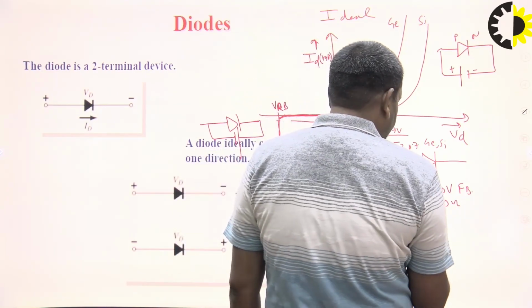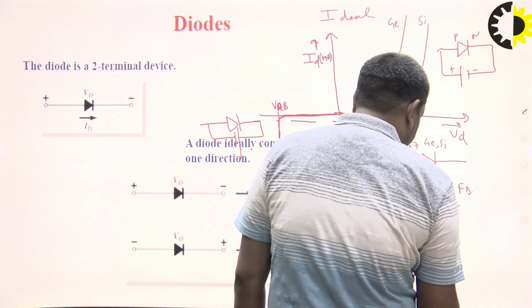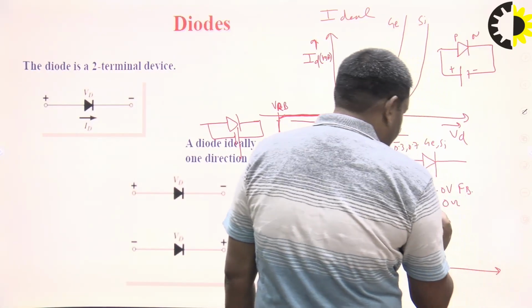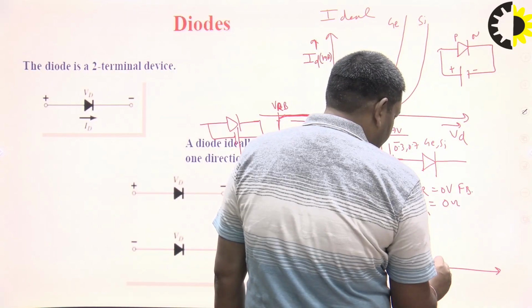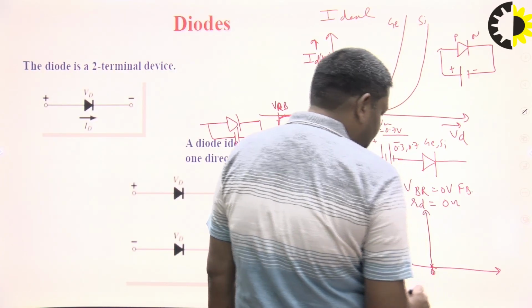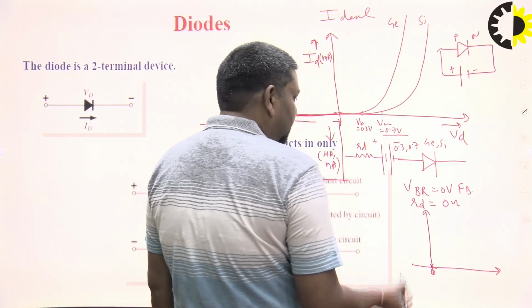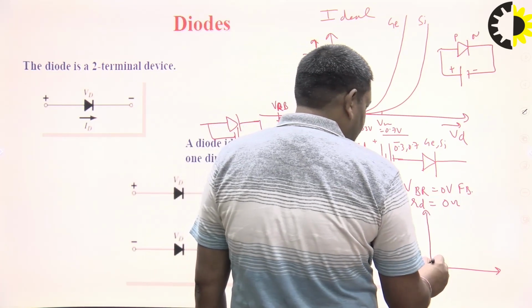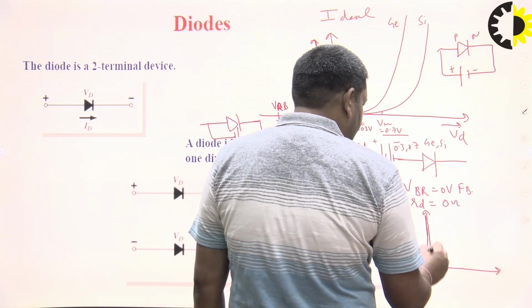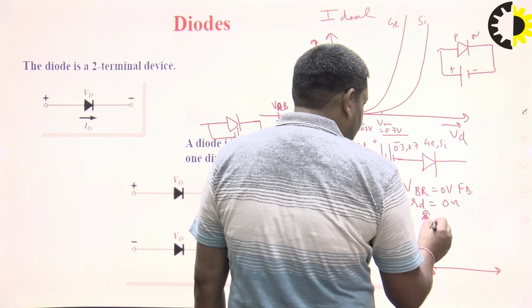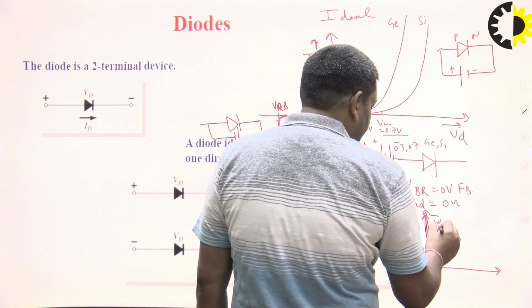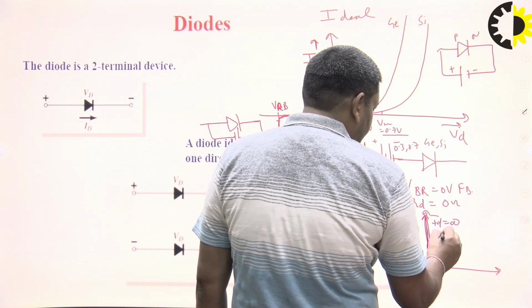If we draw the VI characteristics of an ideal diode, the cut-in voltage is 0. That means at 0 volt the diode starts conducting, and the diode resistance is 0 ohm. That means the current is infinity. So ID is infinity and RD is 0 ohm.